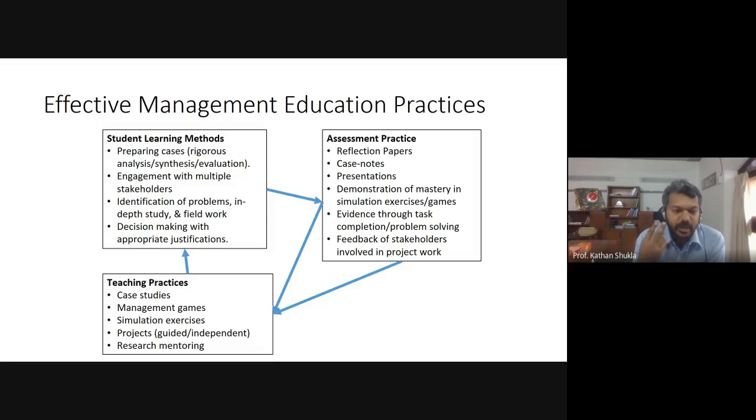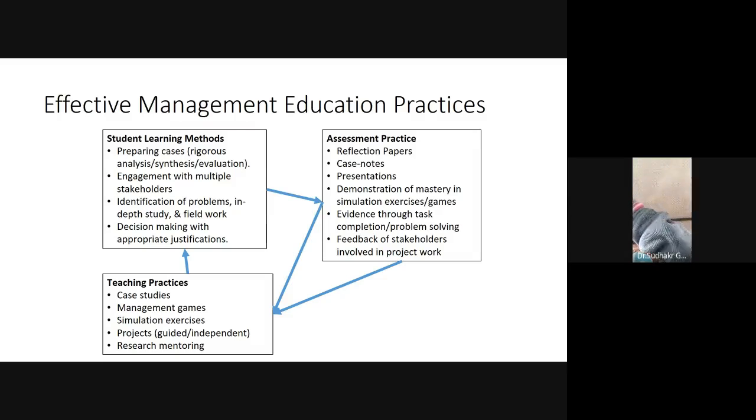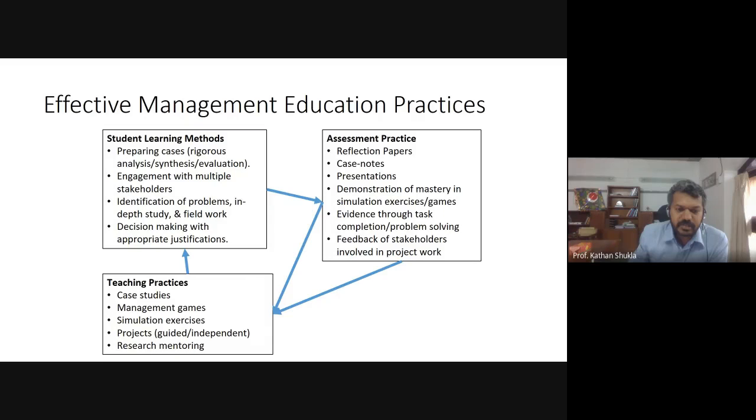Sudhakar sir, we all can hear you. Sudhakar sir, if I can request you to unmute. Dr. Sudhakar.